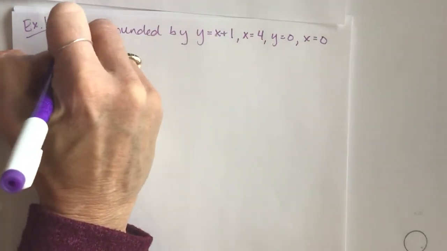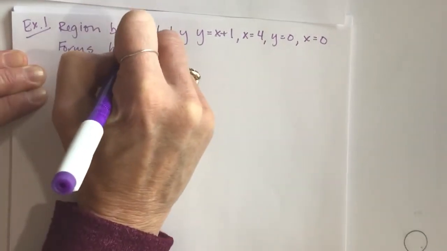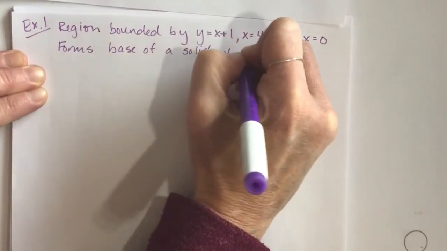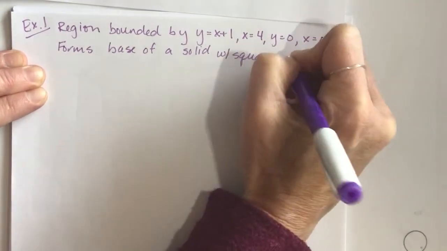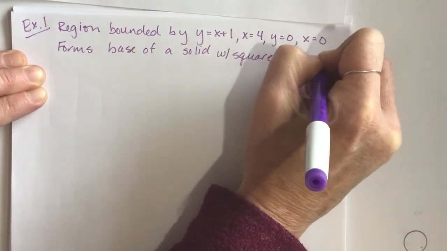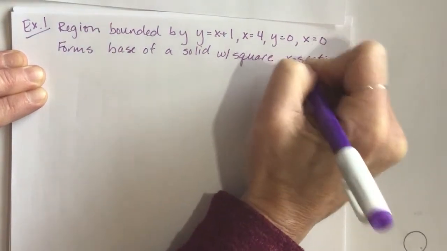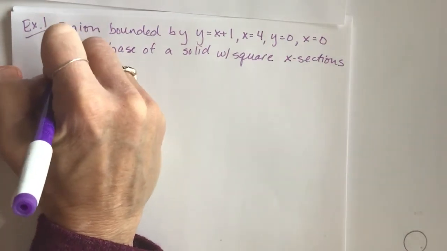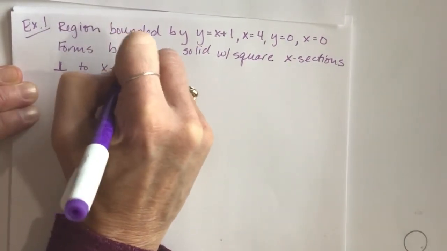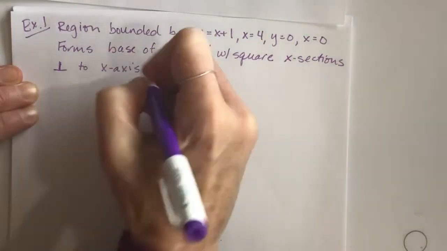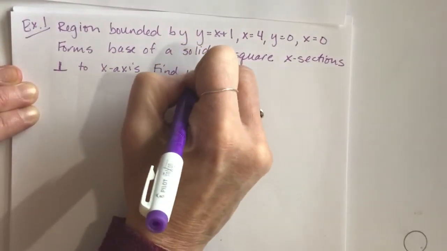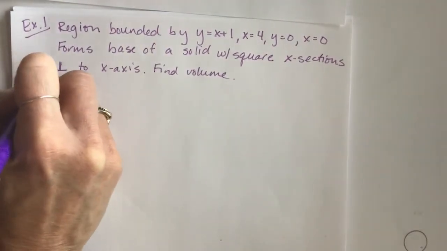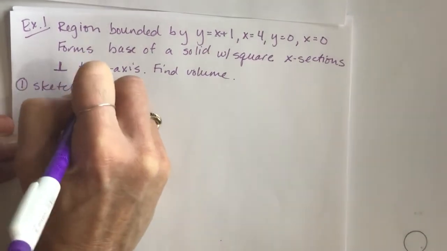And that region forms the base of a solid with square cross sections. That's my shorthand for cross sections. And they're perpendicular to the x-axis. They need to tell you how they're oriented. And just find the volume. So we're going to follow our steps. First step is to sketch that 2D sketch.